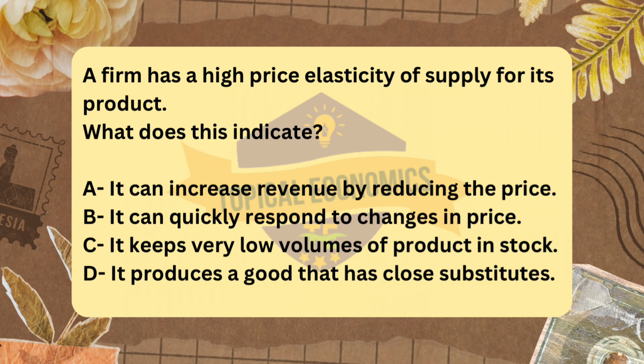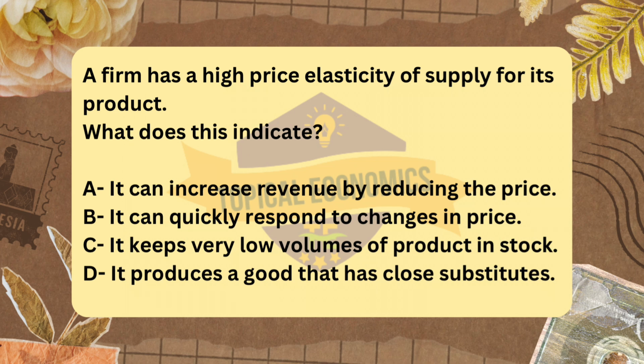The correct answer for this question is option B. It can quickly respond to changes in price. A high price elasticity of supply means that the firm is able to increase or decrease its production quickly in response to changes in price. When the price of the good rises, the firm can rapidly increase the quantity supplied, and when the price falls, it can decrease production just as quickly.